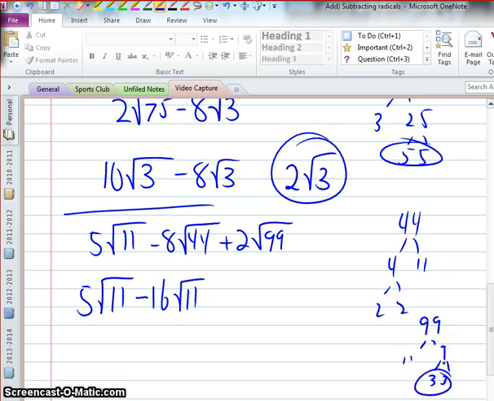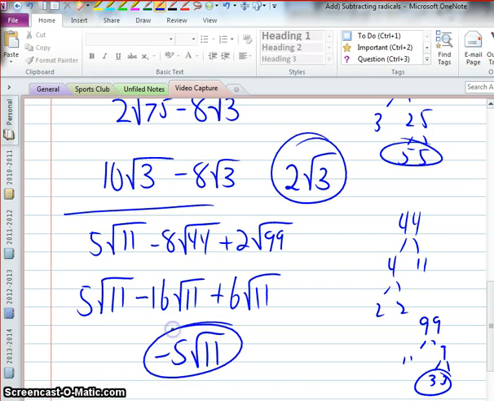So a 3 is coming out. There's a 2 there to meet it, so that becomes 6. Now all the radicands are together. We got 5 plus 6 is 11. 11 minus 16 is negative 5 square root 11. And that's how you do it.